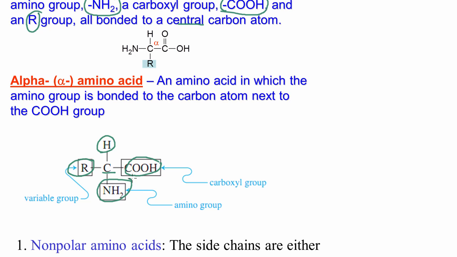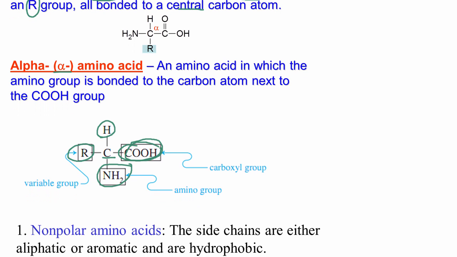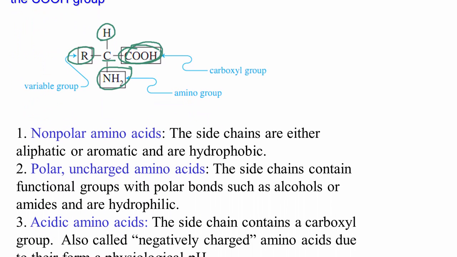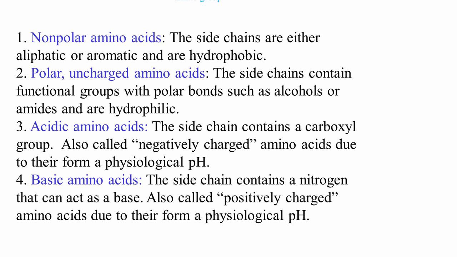These amino acids are called alpha amino acids, and these are amino acids in which the amino group is bonded to the alpha carbon, which is the carbon atom that is bonded to the carboxyl group. So this is the basic structure of all of the alpha amino acids that we're going to talk about here. We can divide the amino acids into 4 different groups.